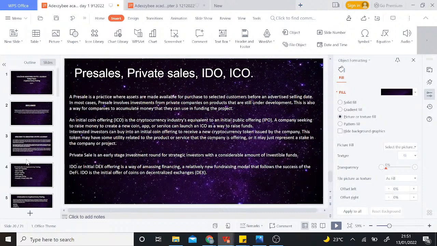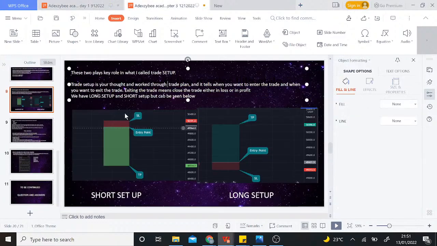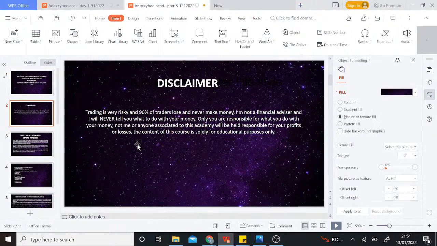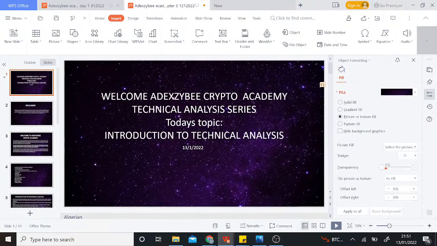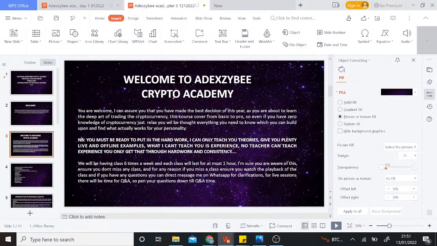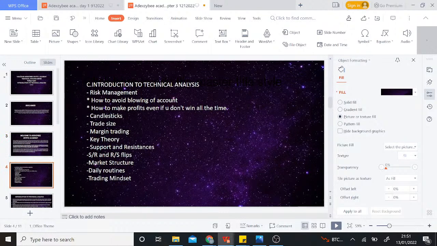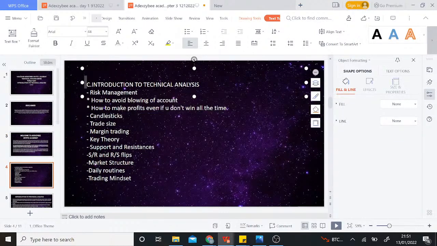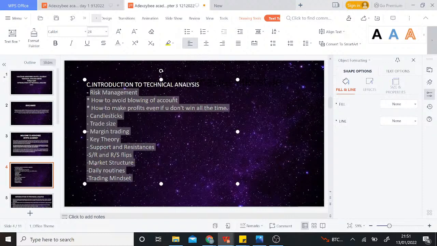Our time is almost spent, so I won't start a new topic. This is our next topic: Introduction to technical analysis. It is going to be a big one, talking about a lot of things, but we'll start from risk management, because personally I believe that this is the bedrock, this is the foundation of any trader.